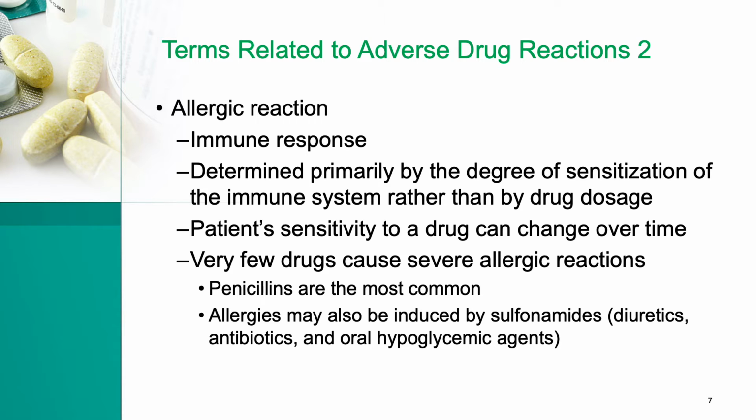Very few drugs cause severe allergic reactions. Penicillins are the most common, but also sulfonamides that include certain diuretics such as thiazide diuretics like hydrochlorothiazide, antibiotics such as, it's easier just to say Bactrim, but it's sulfamethoxazole and trimethoprim. So it's SMX and TMP, which is Bactrim, and oral hypoglycemic agents such as the sulfonylureas like glipizide.